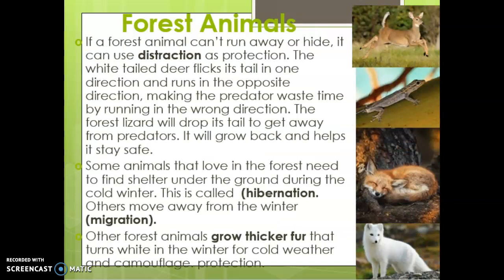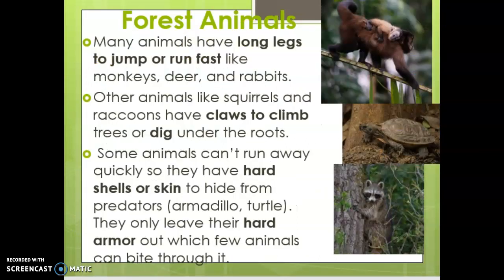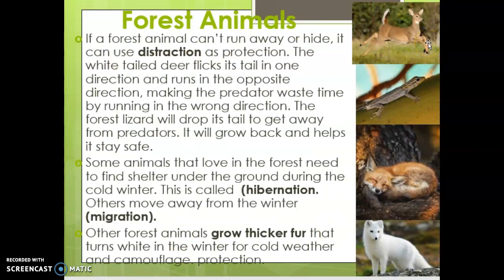If a forest animal can't run away or hide, it can use distraction as protection. In this photograph, the white-tailed deer flicks its tail in one direction and runs in the opposite direction, making the predator waste time by running in the wrong direction. The forest lizard will drop its tail to get away from predators, as shown in this photograph. It will grow back and helps keep the lizard safe.